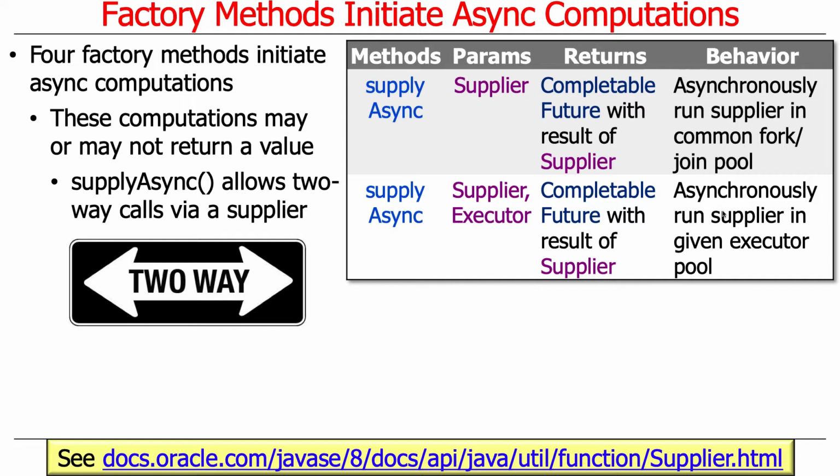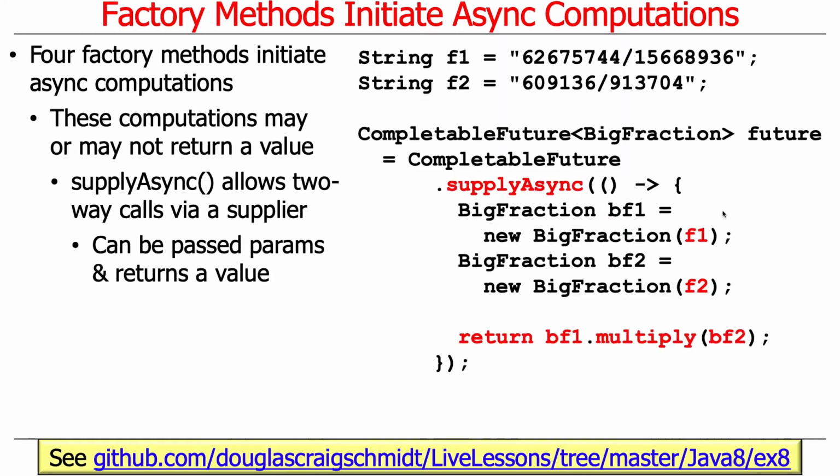They both take suppliers, which is the thing you want to have run in the background, and one of them also takes an executor. So what happens here is that both of them will return a completable future that, when complete, will return the result of doing the supplier computation. The first one, the one on the top, will asynchronously run the supplier in the common fork join pool. The second one will run the supplier in the given executor. So whatever thread pool you associate with that executor, that's what's going to be used to execute that supplier. And then a result will come back.